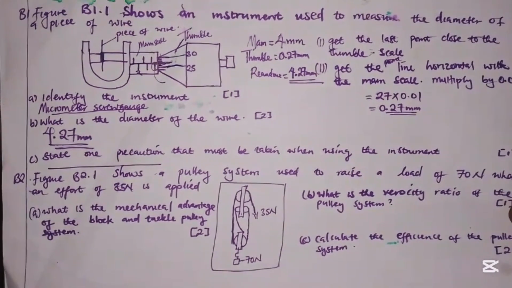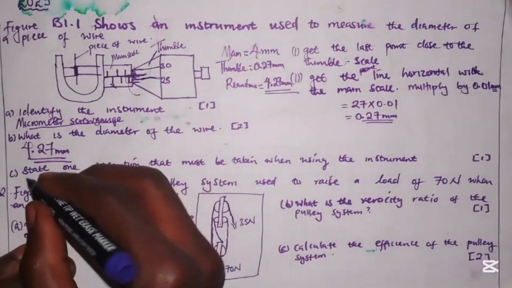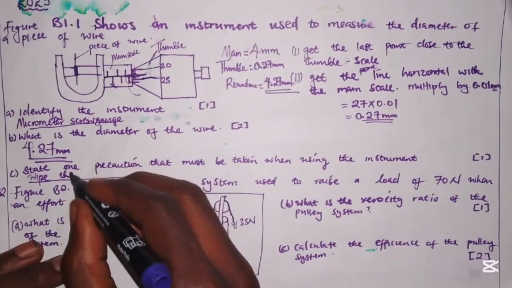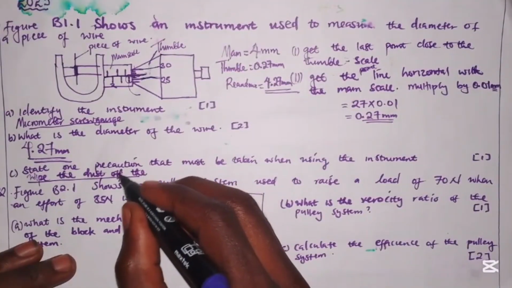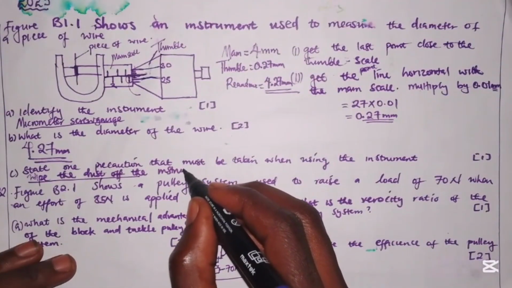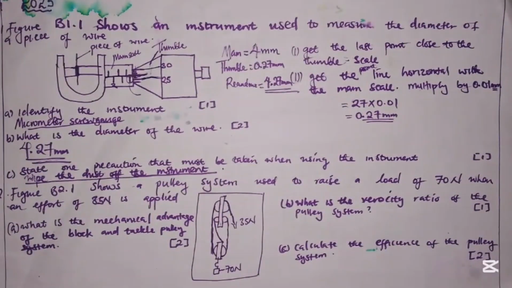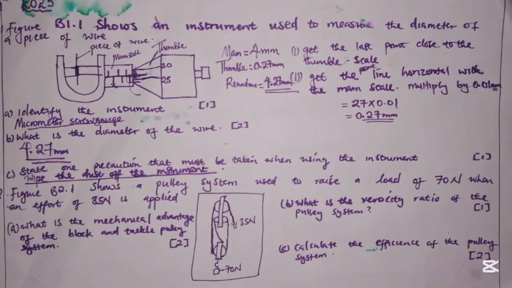So what is the precaution which you must take when using this instrument? So an easy precaution I can tell you is just wipe the dust of the instrument. Yeah, so this is the precaution which you can take. Just clean it or wipe out the dust so that it does not affect your reading.